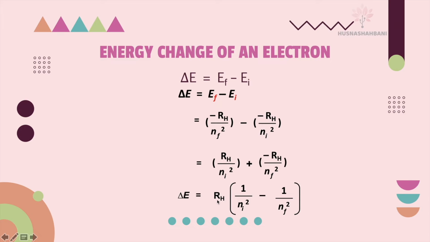Energy change equals RH times 1 over n initial squared minus 1 over n final squared. You just change the position: initially final was at the front, but now initial is at the front because you want the positive at the front and negative at the back, so that's why initial minus final. Use this final equation to calculate the energy change of an electron.